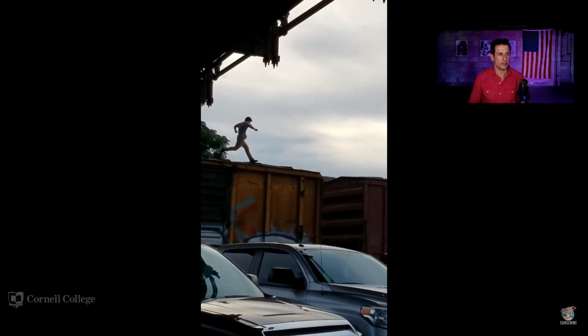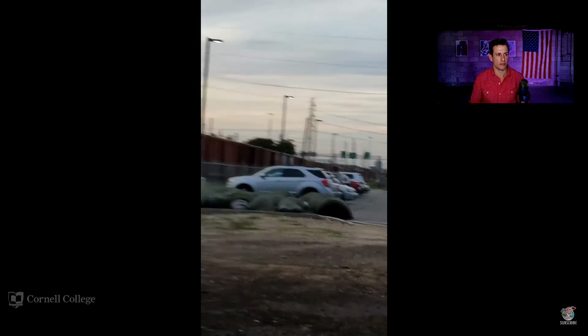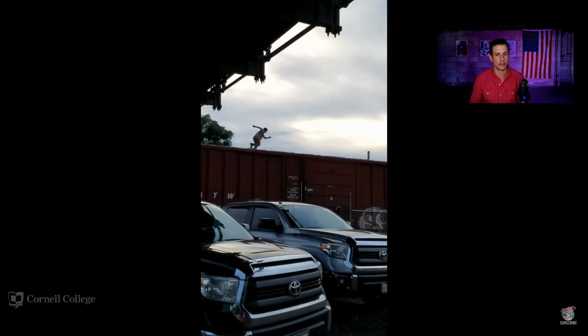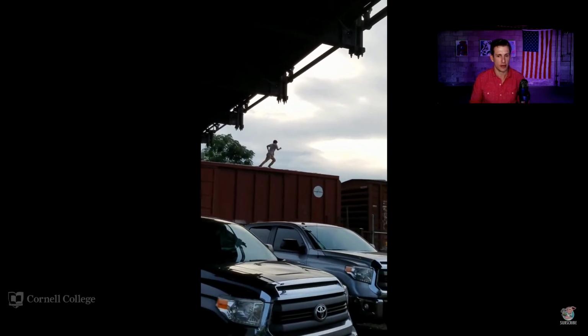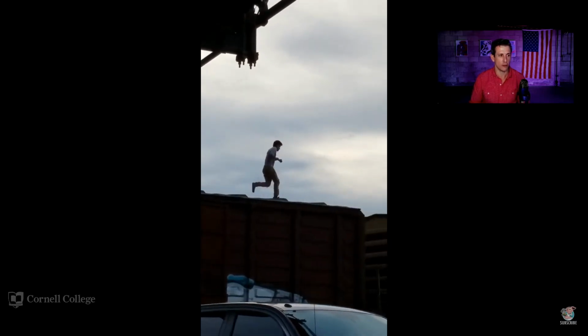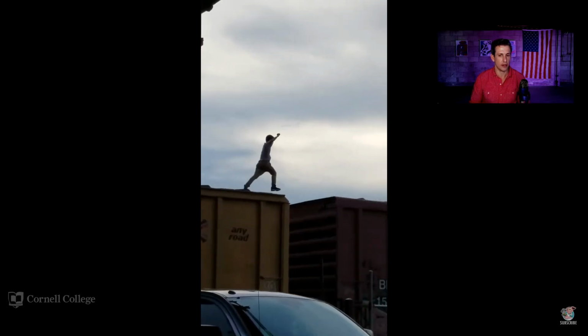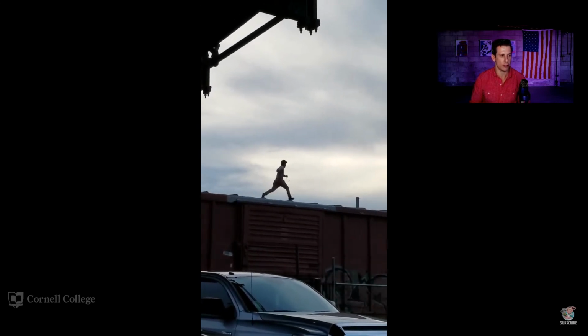So I wanted to use this as an example of relative motion. As you see, this person is running on the train here, which isn't a smart idea, but they're running on this train and they're not getting anywhere, right? The train is moving one direction and they're moving the other. Again, I don't recommend doing this, but it's a good example of how relative motion works.